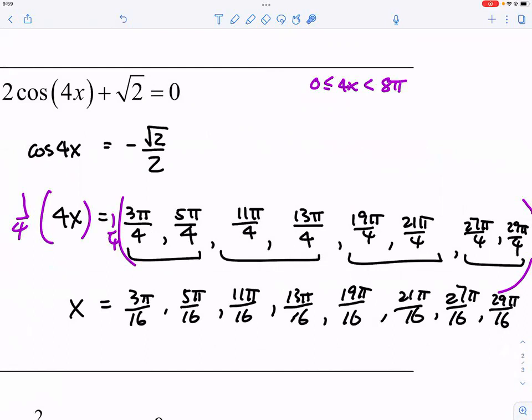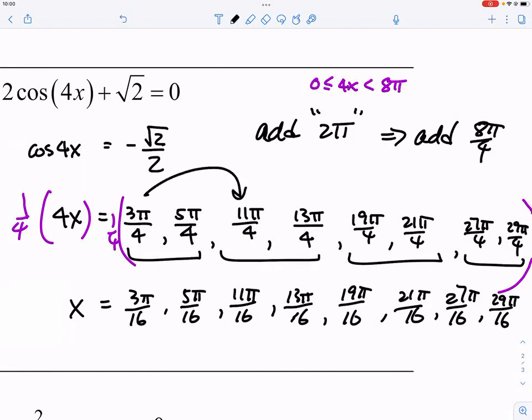Say again. 8 pi over 4. Now, the idea is to add 2 pi because that's one revolution. But because we have a denominator of 4, that's basically adding 8 pi over 4. So from here to here, we add 8 pi over 4.